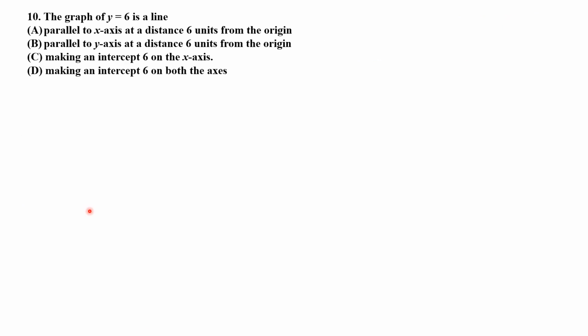Now question number 10. The graph of y equal to 6 is a line, and now 4 options are given. So first of all, when you plot the graph of y equal to 6, where it will be? So if I just take an example of it, suppose here is 6 in my y axis. So if I have to draw the graph of y equal to 6, it will be a line, okay, which is parallel to your x axis, isn't it? And what is the distance of this line from the x axis or from the origin? The distance is 6 units, isn't it? So the option is A, parallel to x-axis and at a distance of 6 units from the origin.